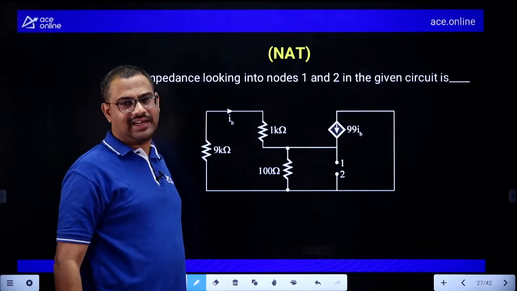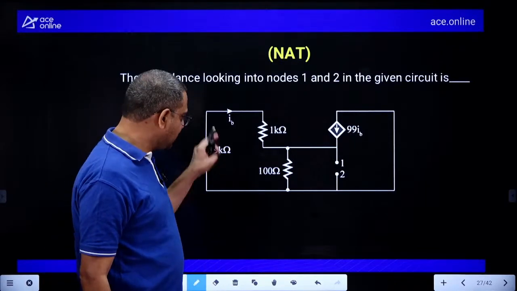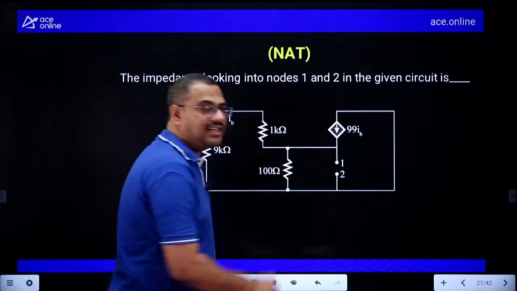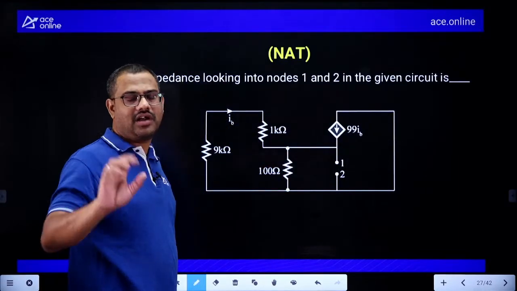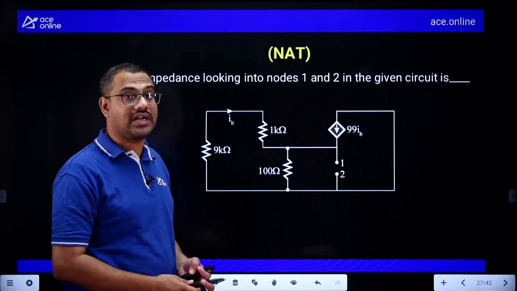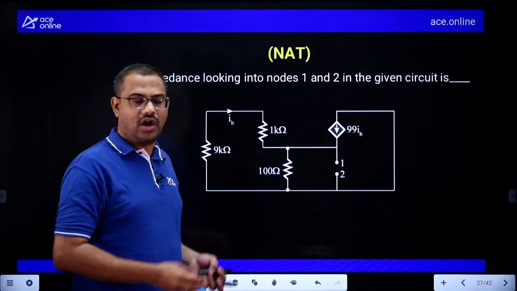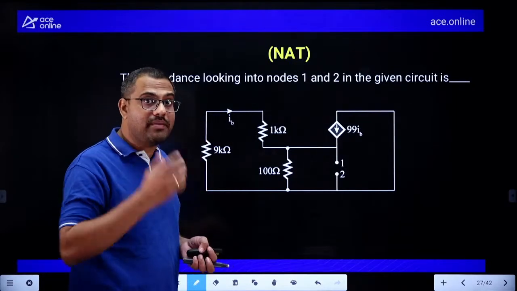Now here reduction is directly not possible. Though this branch and this branch are parallel, there is a dependent source. We should include its internal resistance. Then what do we do? Reduction not possible. So let us apply Ohm's law. What is Ohm's law? Give voltage, find current. Or give current, find voltage. The ratio V by I is R.